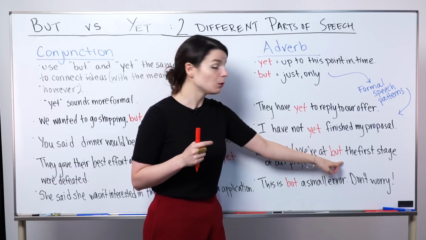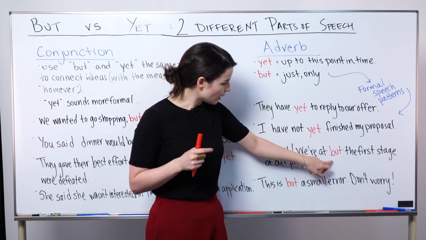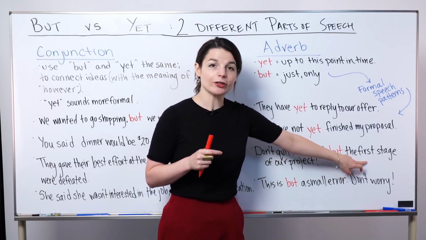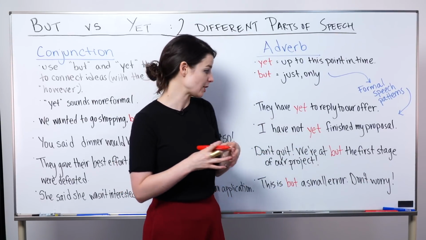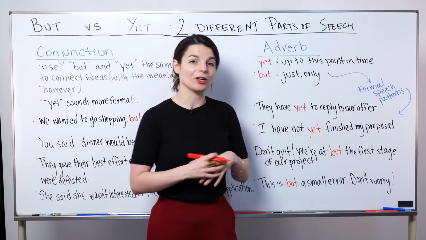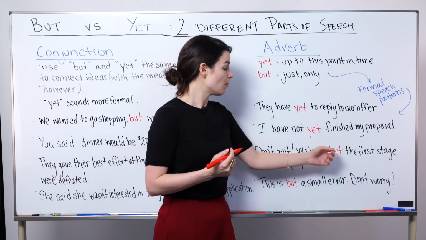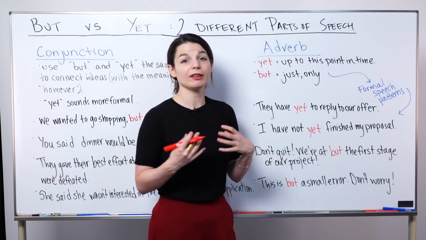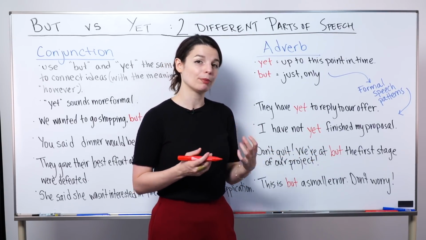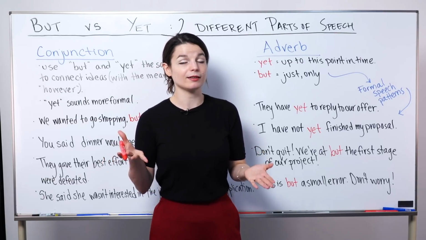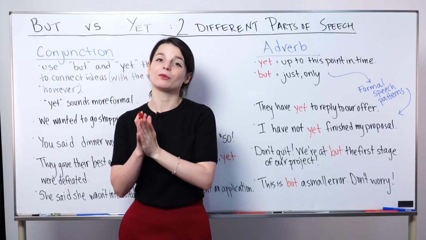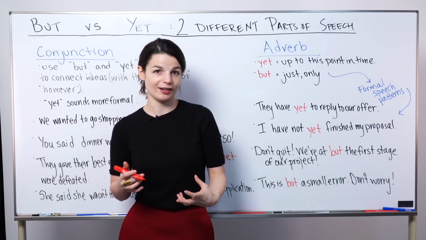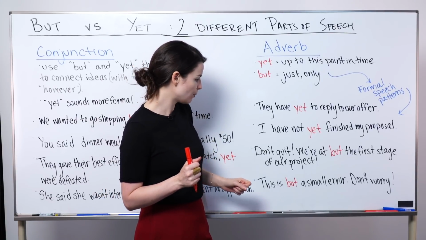So if we use only here, for example, only would be modifying the first stage. So like first stage or like the first step of a project. We're at just the first stage. We're at only the first stage. But has that meaning. We're at but the first stage, but using but instead of just or only sounds more formal. We're at but the first stage of our project, so don't quit. It's only the first stage.